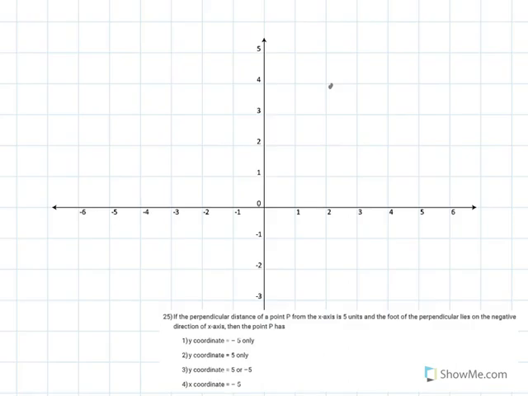If the perpendicular distance of a point P from the x-axis is 5 units, that means the y coordinate, and the foot of the perpendicular lies in the negative direction of the x-axis, then the point P has... So the foot of the perpendicular is in the negative, so it must be somewhere here in this region. And they say the distance from the x-axis is 5 units, but they've not told you exactly where, so it could be on the top 5 here.